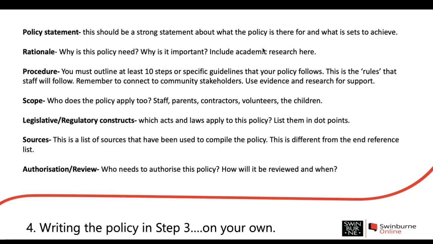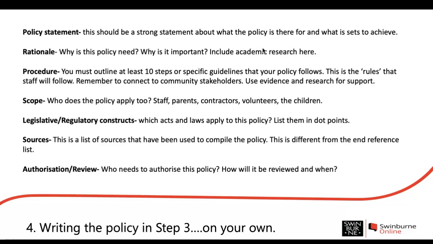What does it set to achieve? Why have you got a digital professionalism policy? It's there to protect kids, and it is there to keep everybody on the same page. Now your rationale will be a little bit longer paragraph, probably say 100 words. I don't know exactly, don't quote me on word counts, just giving you an idea. Bit of a longer paragraph.